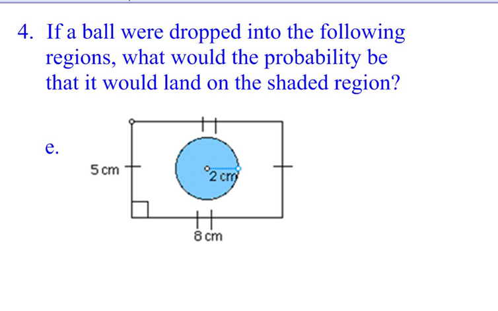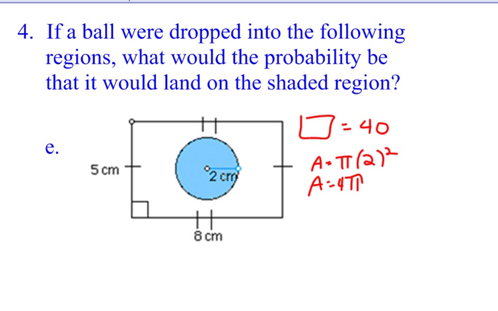Letter E, we'll do one with a circle. My rectangle area is 40, and my circle would be pi r squared. So pi times 2 squared. When I figure that out, I get 4 pi, right?